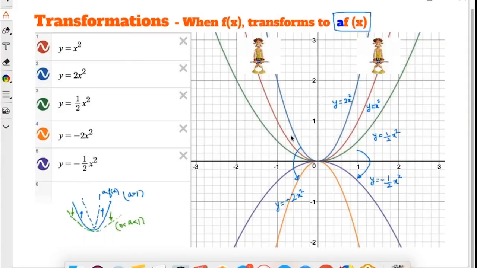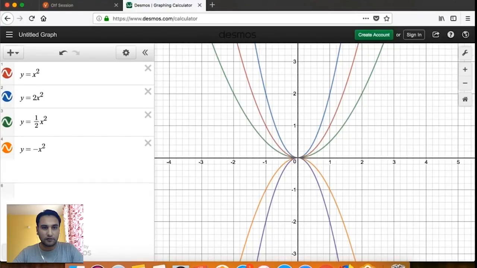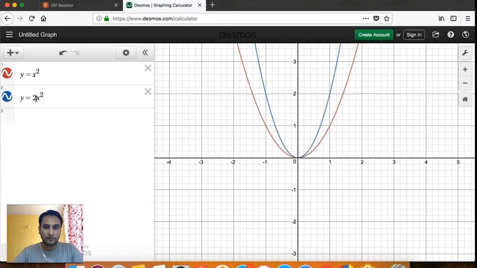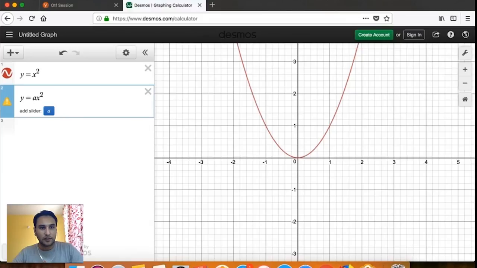Why don't you use sliders in Desmos? Yes, we can use them. So what Rishit is saying is that he is asking me to use the sliders on Desmos. Just one second. You can use sliders here also. So rather than having a fixed value, you can leave the value as a variable.